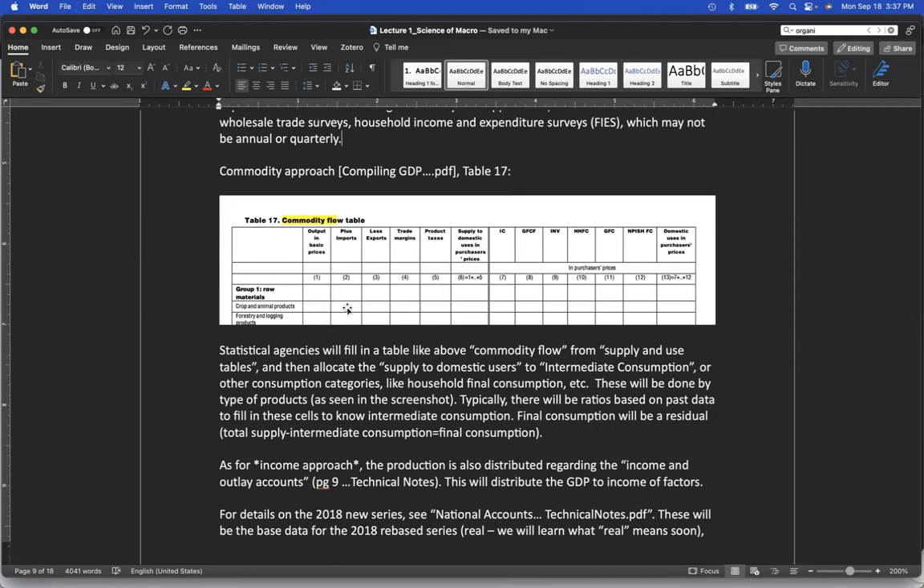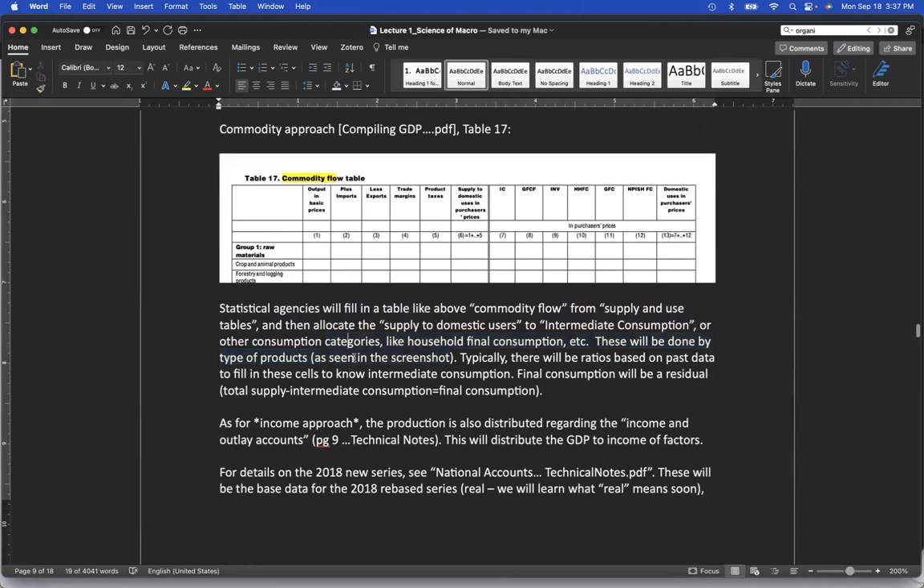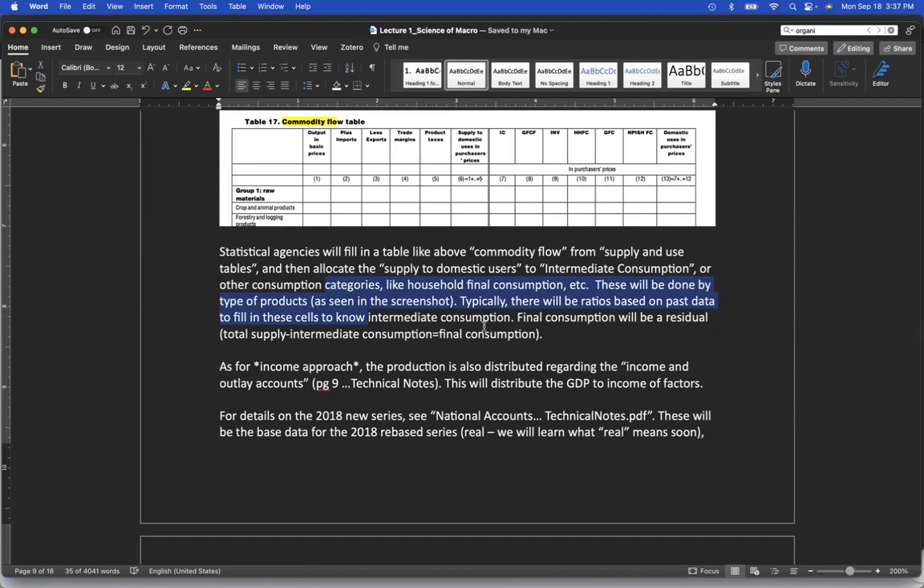Then what this does is based on supply and use tables, allocate the supply to domestic users or to intermediate consumption, or to other consumption categories like household final consumption. This will be done by type of products. Typically, these ratios will be based on past data to fill in these cells: investment, household final consumption, government final consumption, etc. And these ratios will be based on past data, and it's based on that sum of the gross value added that we are going to fill in here in this first column, I should say. So this is an allocation.